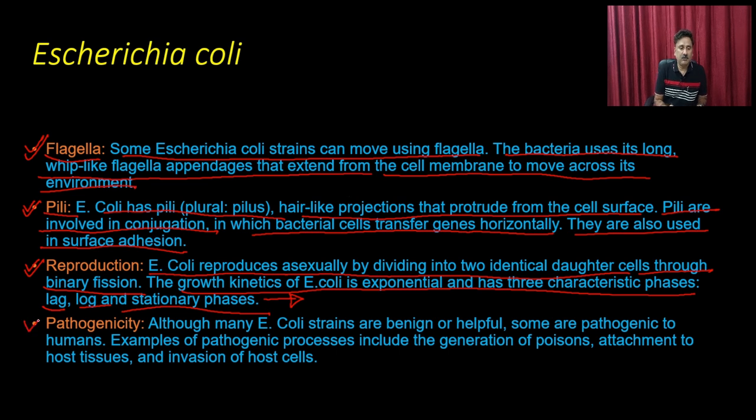Then we are talking about pathogenicity. E. coli can be pathogenic, right, and some strains are benign or helpful. Some strains are pathogenic to humans. Examples of pathogenic processes include the generation of poisons, attachment to host tissues and invasion of host cells.